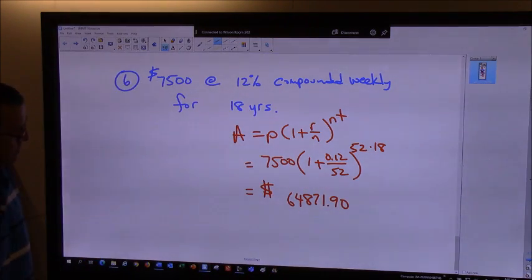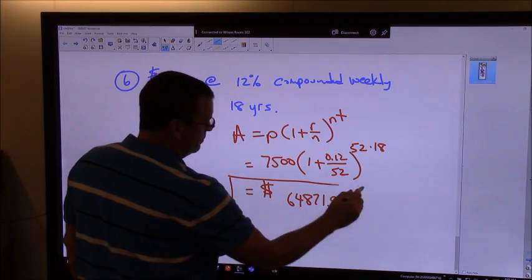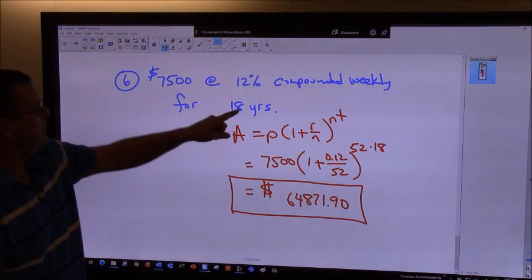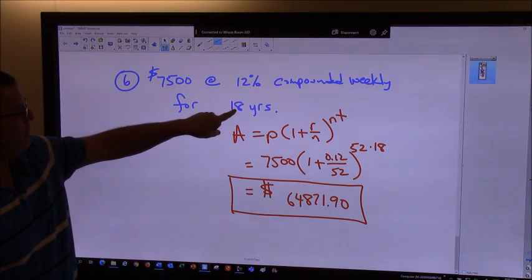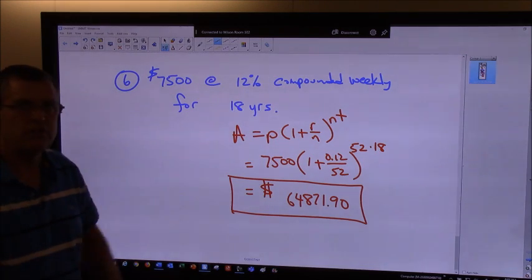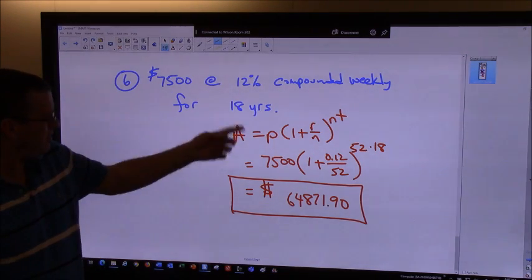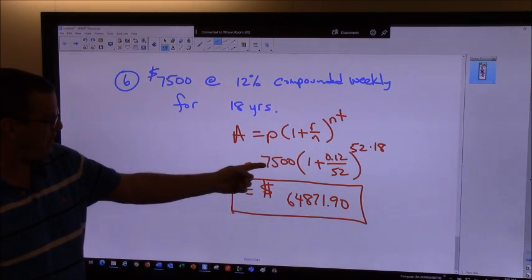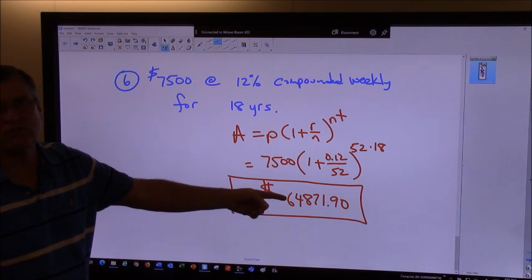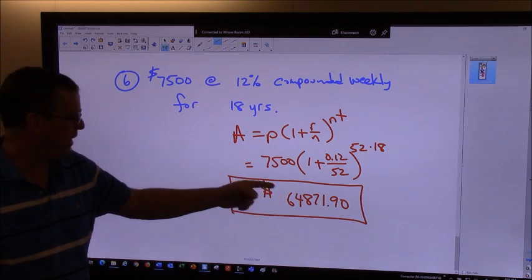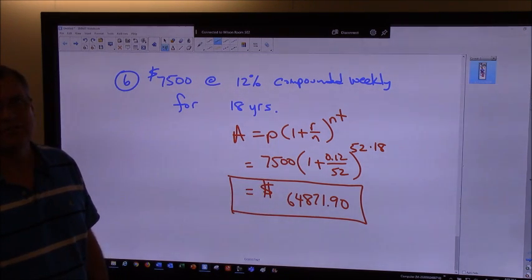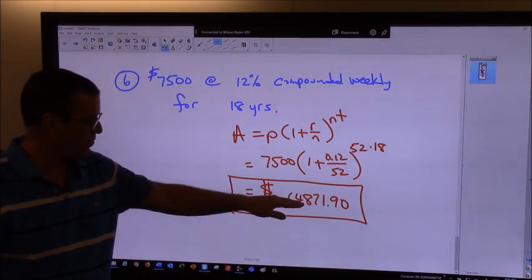There's my investment. 18 years isn't a huge amount of time in terms of investment. So yeah, it did grow a little bit. I mean, 7,500 to 64,000, that's significant. But that's not enough money to retire on. We need that to grow more.